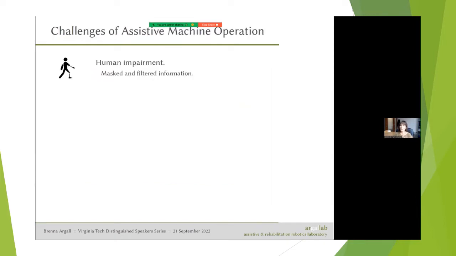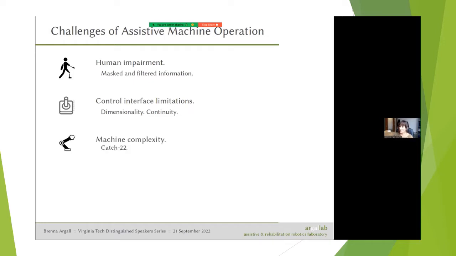Okay, so to summarize, what are some of the challenges of assistive machine operation? So operating these machines that were designed to be operated by humans. So first is, of course, the human impairment, that it's masking and filtering the information that the human is trying to get over to operate the machine. We also have limitations of the control interfaces that are accessible to people with motor impairments. And the 2 most common limitations are their dimensionality and their continuity, or their proportionality.